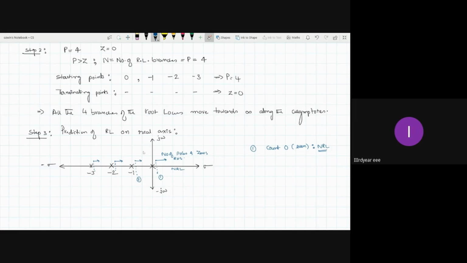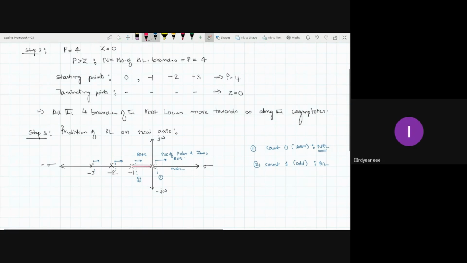And taking section 2 as the reference, you count how many poles and zeros are lying on the right half of section 2. If you count the poles and zeros falling on the right-hand side of section 2, you see that the count is 1, an odd number. So there is RL. When you get RL, between section 1 and section 2, you can say that there is root locus.